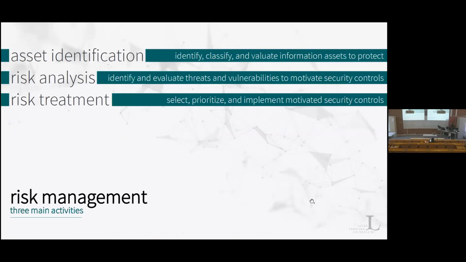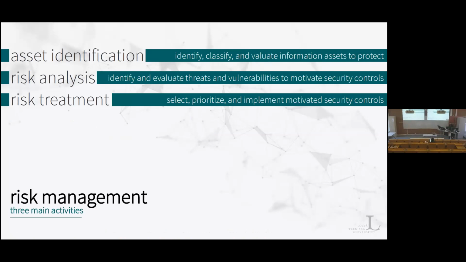And risk management is a continuous process. It's not just something that we do once, but we do it over and over again to try to identify the assets that we have, threats and vulnerabilities. So in its simplest form, risk management consists of at least these three main activities.